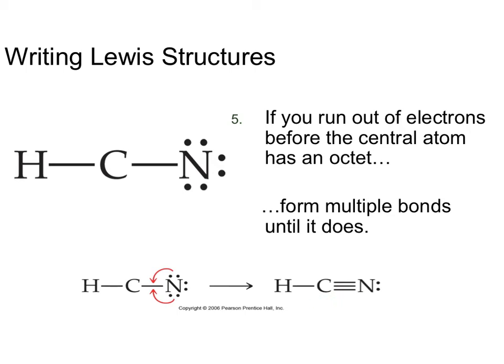And so now let's check our 2 rules. 2, 4, 6, 8, 10 electrons, so we've used all of our electrons. Hydrogen has 2 electrons around it, so it has its octet. Carbon has 2, 4, 6, 8 electrons around it for an octet. Nitrogen also has 2, 4, 6, 8 electrons for an octet. And so we've used all electrons, and we have octets around all atoms. This is now a valid Lewis structure.